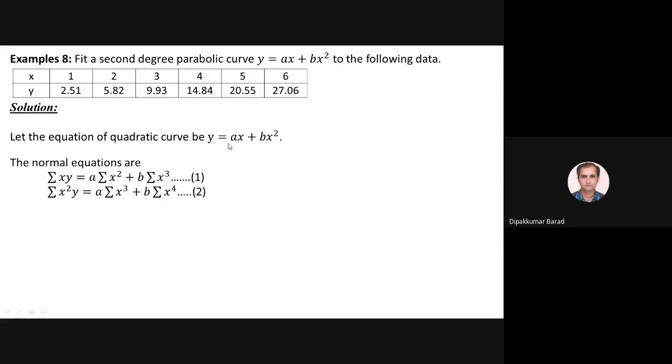Multiplied with this x, you get summation xy equals a summation x square plus b summation x cube, and multiplied with x square and applying summation, then summation x square y equals a summation x cube plus b summation x raised to 4. So here you have to find out a and b only. And what you require in the equations is summation x square, summation x cube, summation x raised to 4, summation xy, and summation x square y.